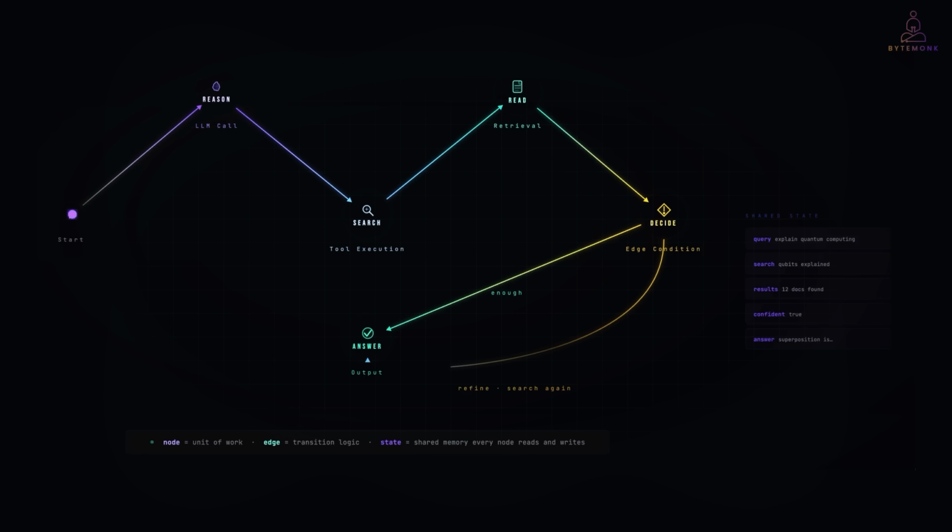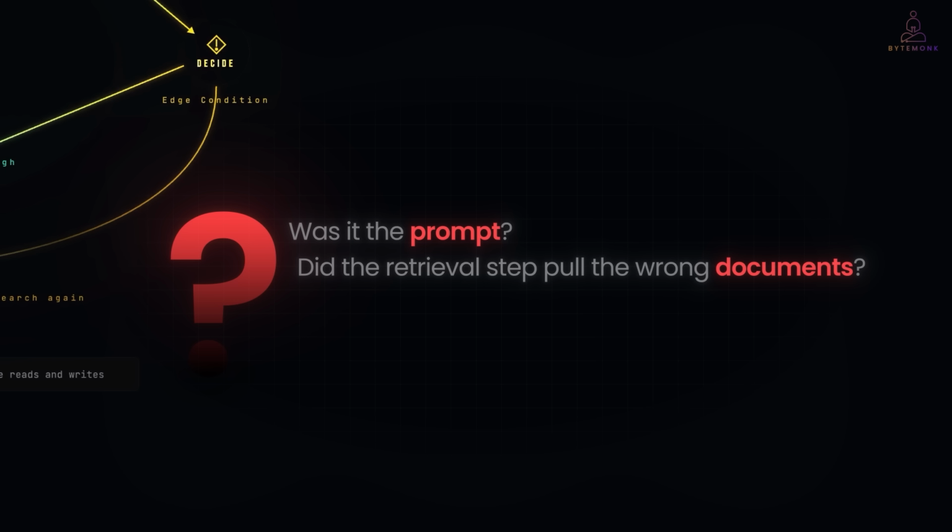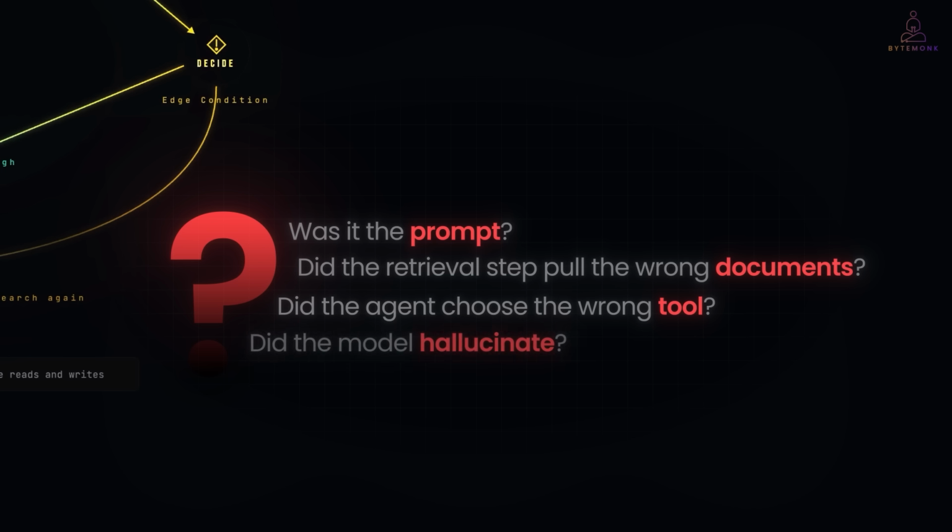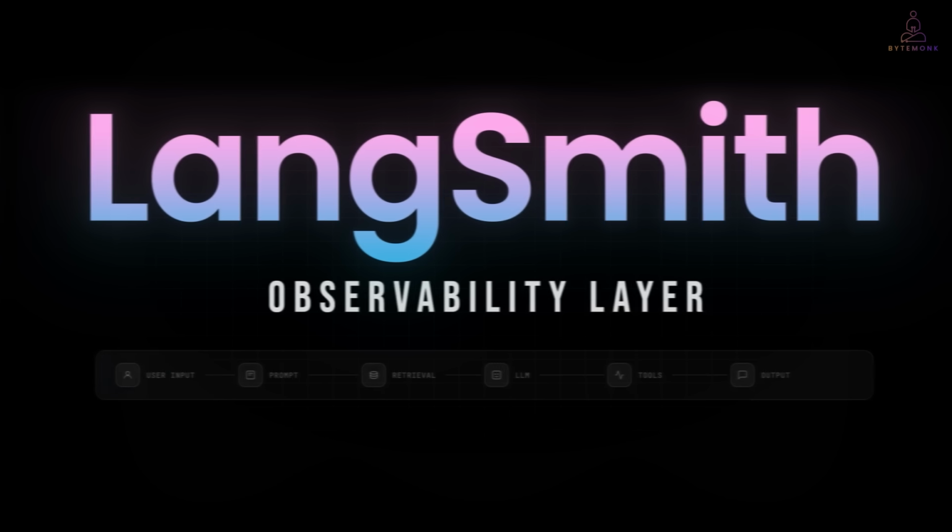But there's a problem that doesn't surface until you actually try to ship one of these systems. When something goes wrong, and it will, you need to figure out why. Was it the prompt? Did the retrieval step pull the wrong documents? Did the agent choose the wrong tool? Did the model hallucinate? In a system with multiple reasoning steps, tool calls, and retrieval pipelines, the failure could be anywhere. And unlike traditional software, where failures are crashes, the failure mode here is often a subtly wrong answer.